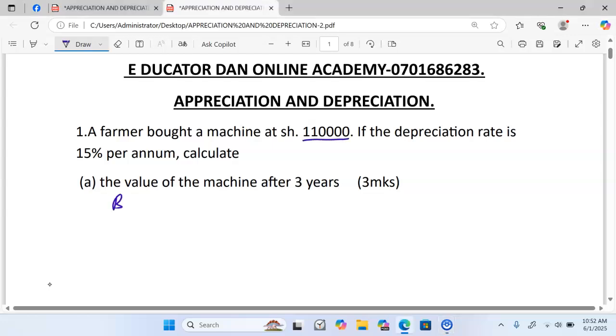This buying price is equal to the principal, which is 110,000 Kenya shillings. The rate of depreciation is 15% and the number of years is 3. Find the value of the machine after 3 years. We are supposed to look for the amount. Remember, under depreciation, the amount is lower than the principal.